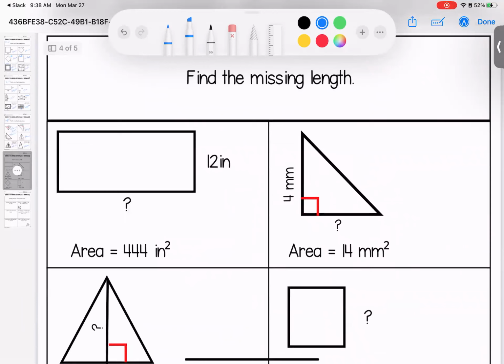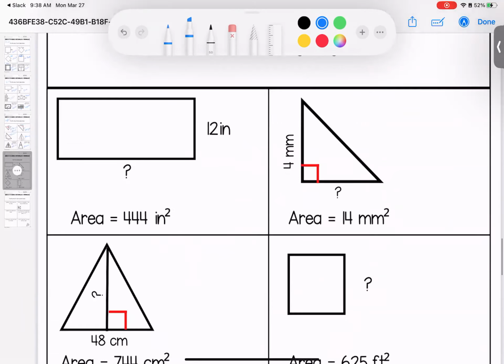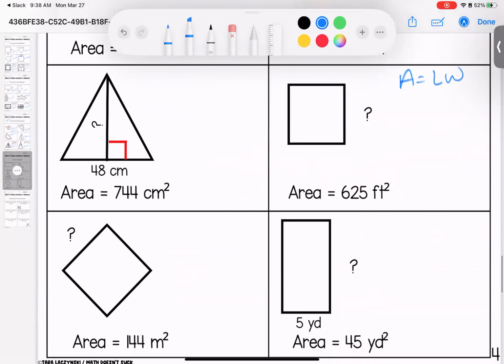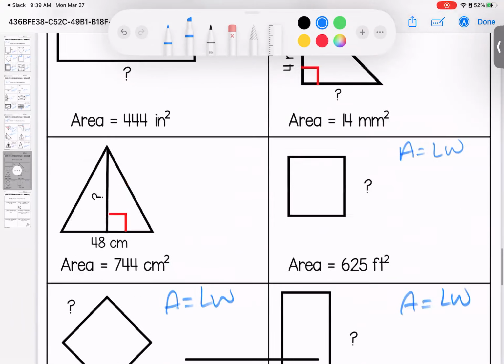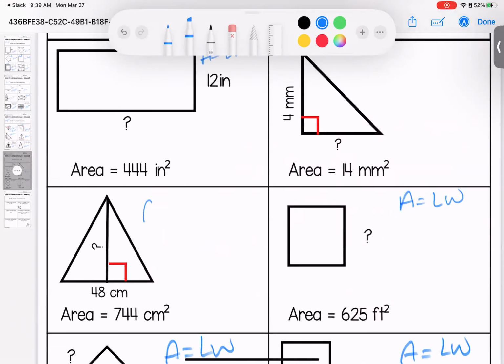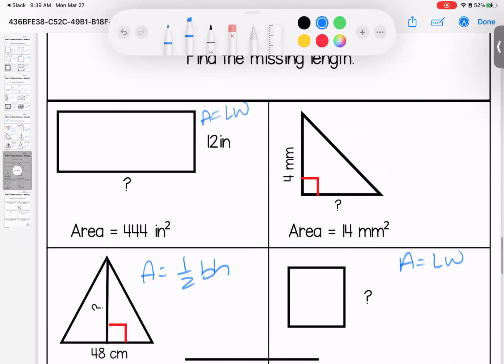All right, love bugs. This one was a little icky, a little sticky, and a little bit tricky because I made you find the missing length. So we have some options. Let's start with our quadrilaterals. I know that area is equal to length times width. So I'm going to go ahead and put that formula in here, and we're going to talk about how to work this backwards. And then for our triangle, its area is equal to 1/2 of the base times the height.